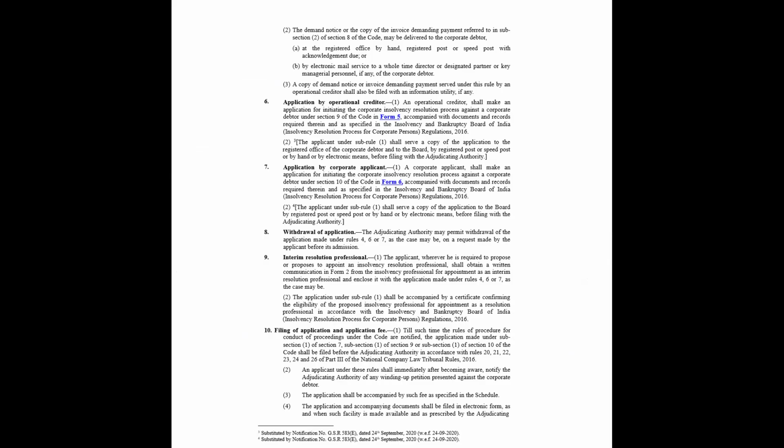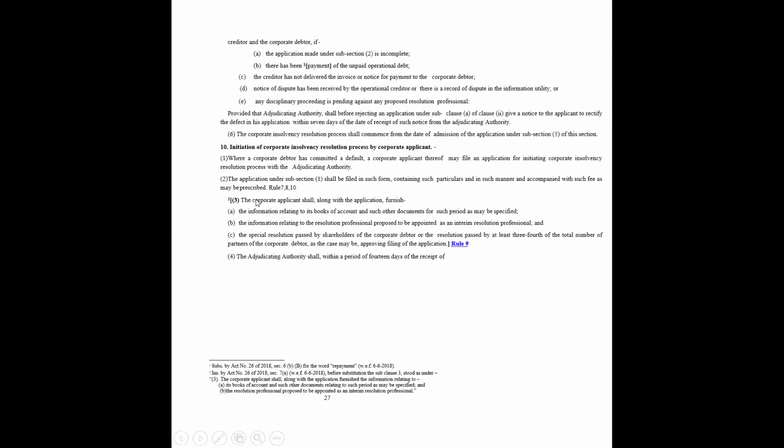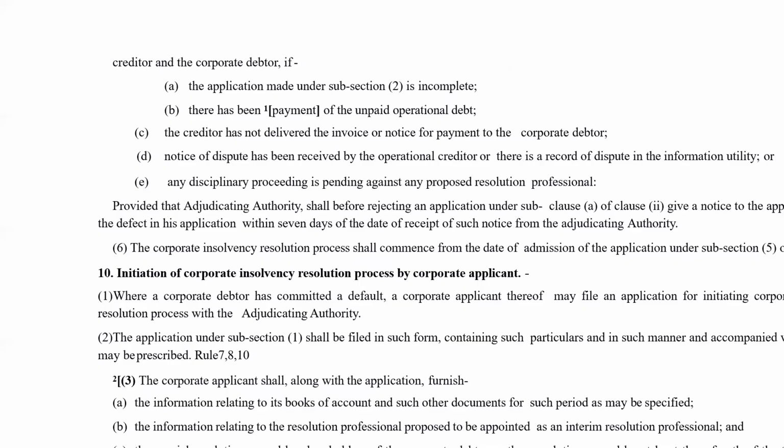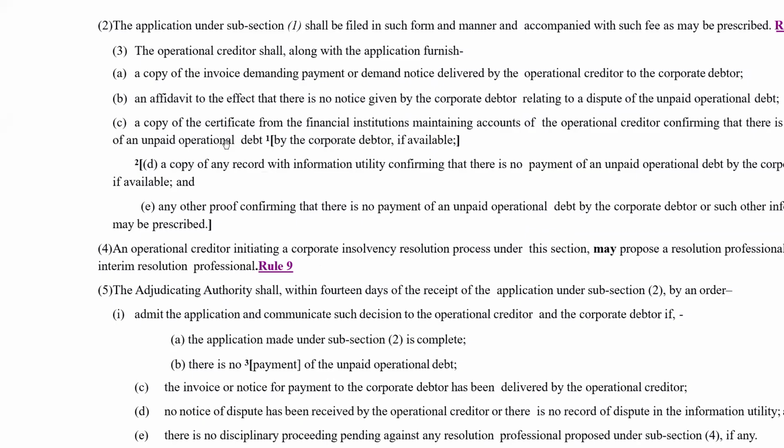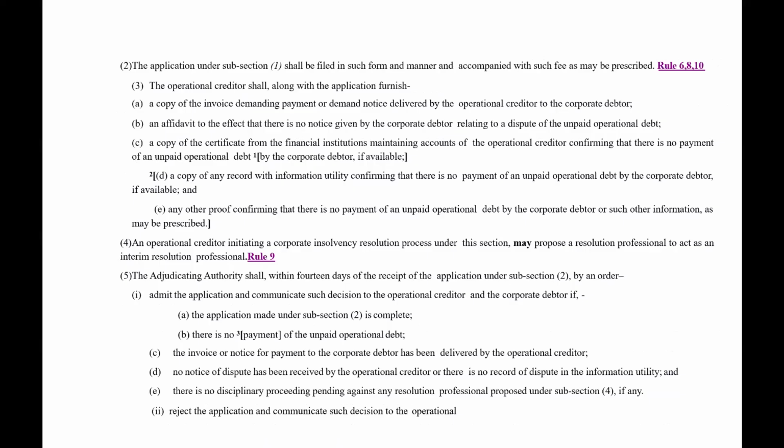filing of application and filing fees. So this is given in the schedule and schedule says fees for filing an application by operational creditor is 2000, right? So in this case what it says, application made under subsection 2 is incomplete or there has been payment of the unpaid operational debt, right? Right. So application shall be filed in such form and manner as may be prescribed.